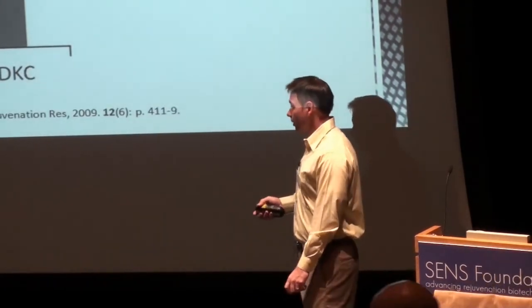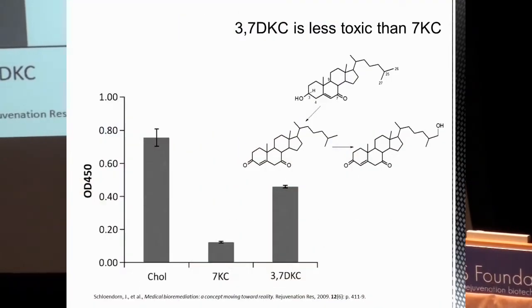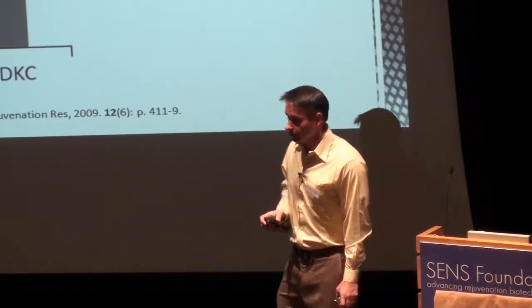Some of the work one of our collaborators did recently was they found a cholesterol oxidase that was actually active against 7-KC, and they were able to test this against, I think these were HEK cells. Anyway, what they found was that the diketone formed by the cholesterol oxidase was less toxic than 7-KC, although there was still some toxicity relative to cholesterol. So we thought this was a good starting point to look at.